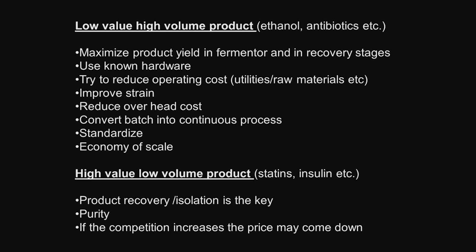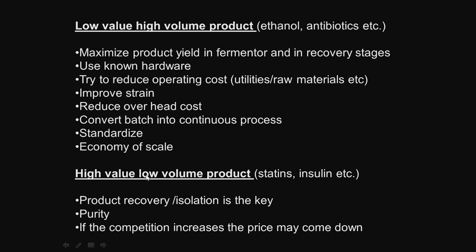So, you want to have very good downstream processes, so that you recover as much as possible. You do not mind putting in extra chromatography, extra extractor, because the product recovery has to be complete, total 100% product recovery. Purity is very important. As you know, for pharmaceutical products, you cannot afford to have a very impure product; you would like to keep very high purity. So, what happens if the competition increases? Suddenly the prices will come down, and then a high value product can become a low value product.